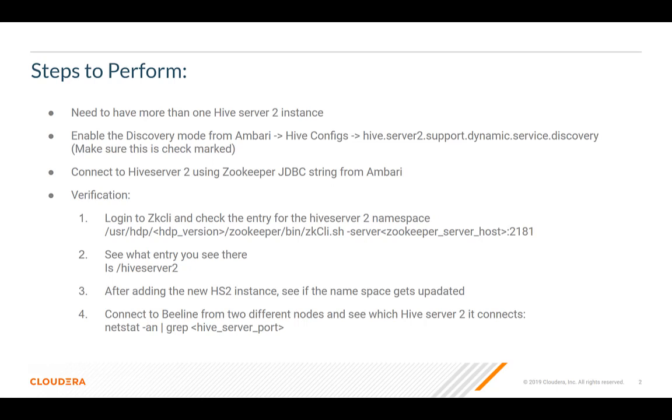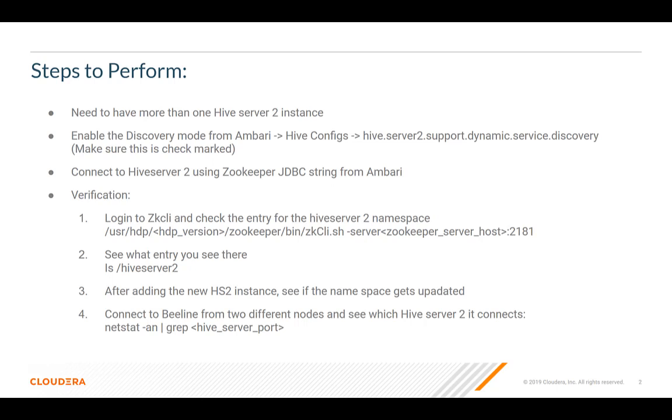So we will just go to Ambari Hive configs, and we will see this particular parameter is set to true, that is, it is checked. By default, this parameter would actually be marked yes, so I don't think you will need to enable it again. Once we do that, we would be using the Zookeeper JDBC string. We will just copy the Zookeeper JDBC string from Ambari to connect to HiveServer2 from Beeline.